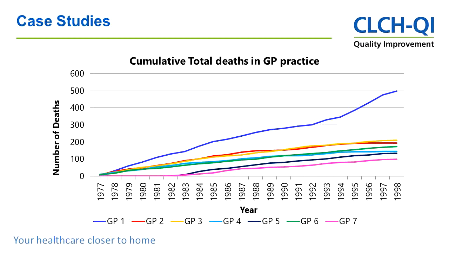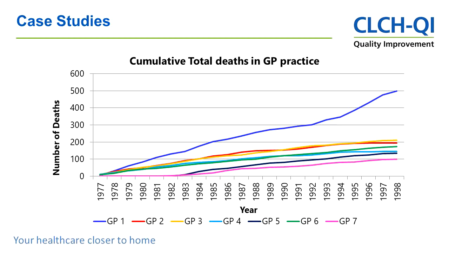As I said, there were 7 GPs. Here you can see the cumulative total of deaths per GP in that GP practice over the 21-year period. And you can see some are higher. In this case, GP1 is higher, and some are also lower. In this case, GP7 is a lot lower.